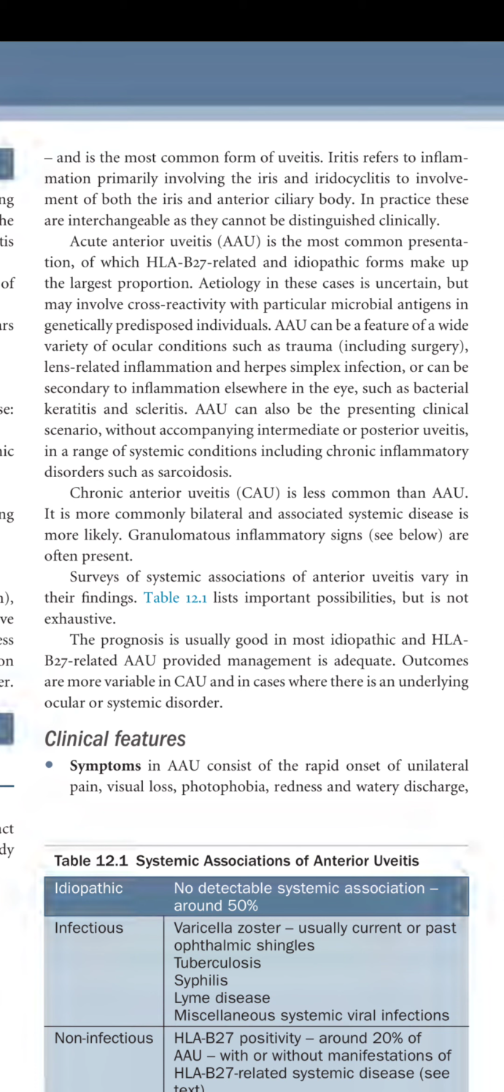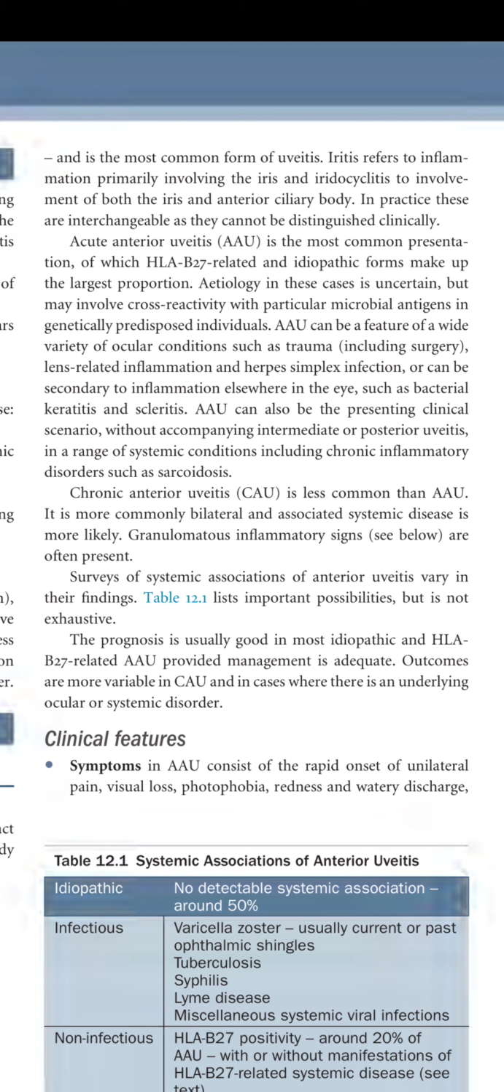Acute anterior uveitis can be a feature of a wide variety of ocular conditions such as trauma, including surgery, lens-related inflammation, and herpes simplex infection, or can be secondary to inflammation elsewhere in the eye, such as bacterial keratitis and scleritis. Acute anterior uveitis can also be a presenting clinical scenario without accompanying intermediate or posterior uveitis in a range of systemic conditions, including the chronic inflammatory disorders such as sarcoidosis.